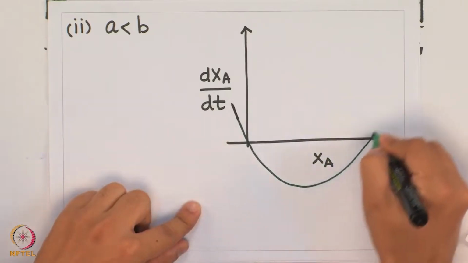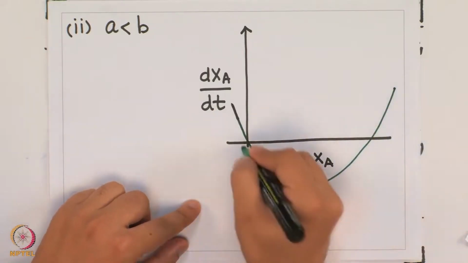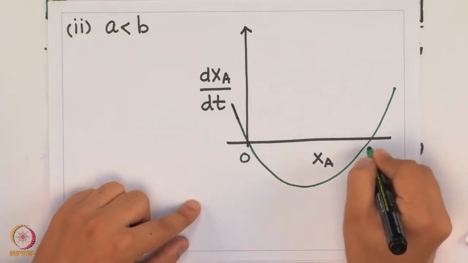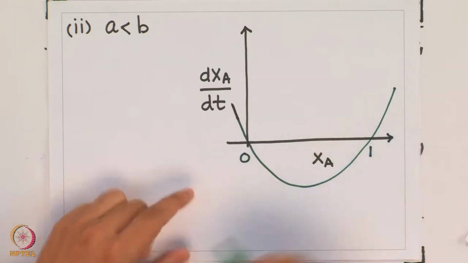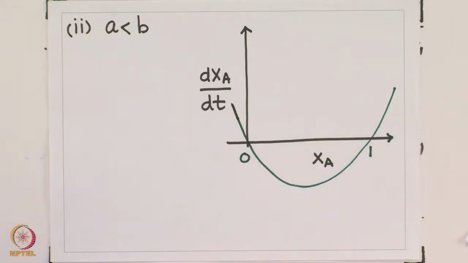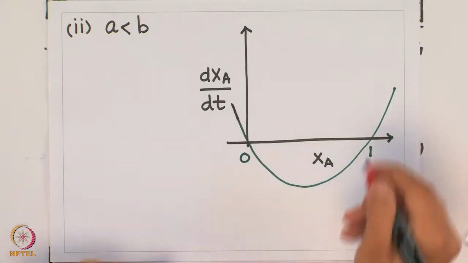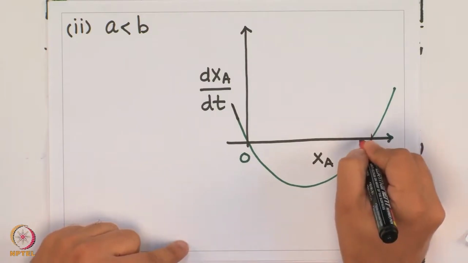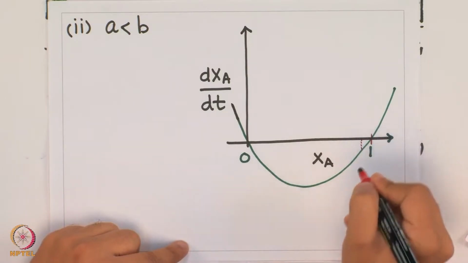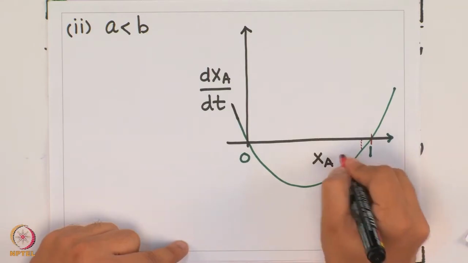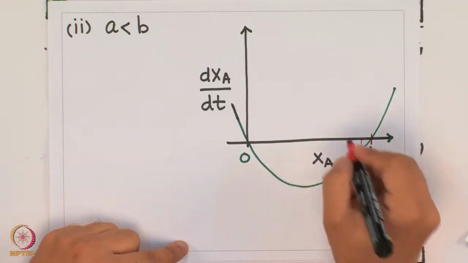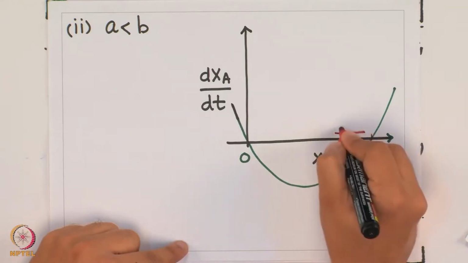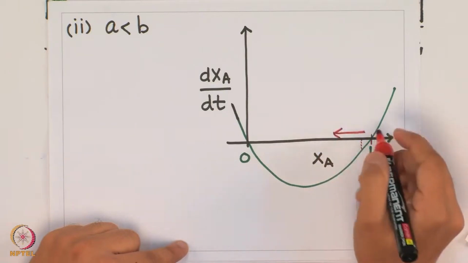The shape of the curve is going to look something like this. This is the value xa equal to 0, this is the value xa equal to 1. And now when we analyze the stability associated with these 2 points, let us look at xa equal to 1. When we introduce a deviation to the left, dxa by dt is negative, hence xa decreases as we move forward in time. The system moves in this direction.